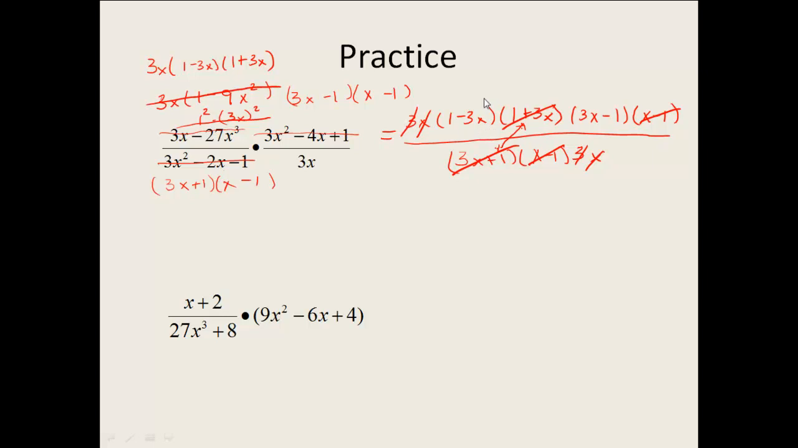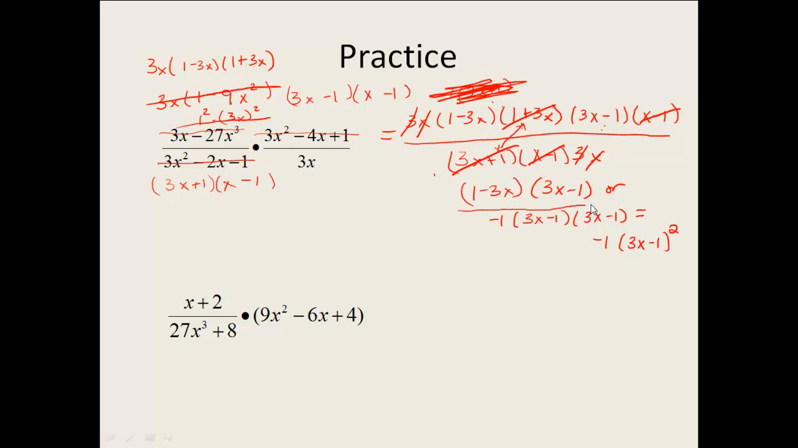Now these two, you might be thinking, if I pull out a negative 1, I'll have 3x minus 1, which would then match here. But these do not reduce because they are both on the top. You have to reduce a top with a bottom. Since there is nothing left on the bottom, we have nothing else to reduce, we can just leave it as 1 minus 3x times 3x minus 1, or we can pull out that negative 1 and then end up with negative 1 times 3x minus 1 squared. I would accept either of these for correct answers. They are the same thing.